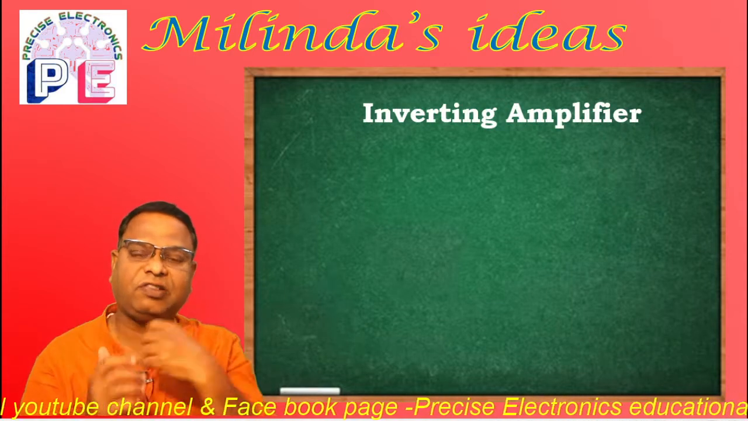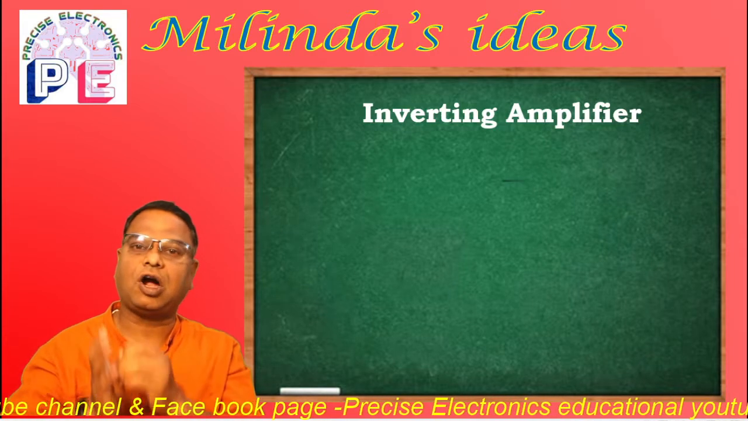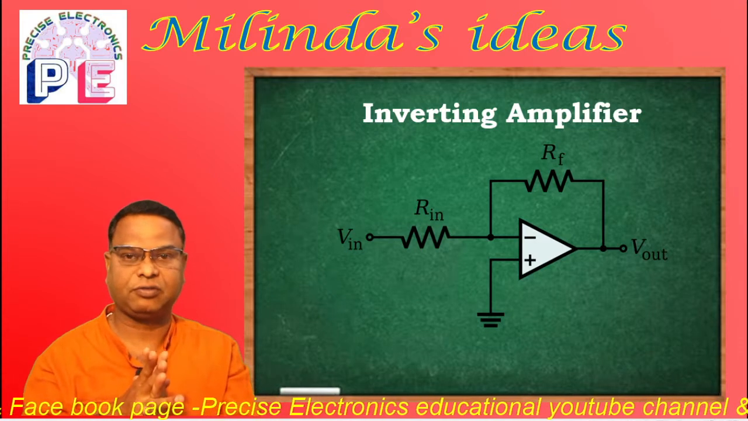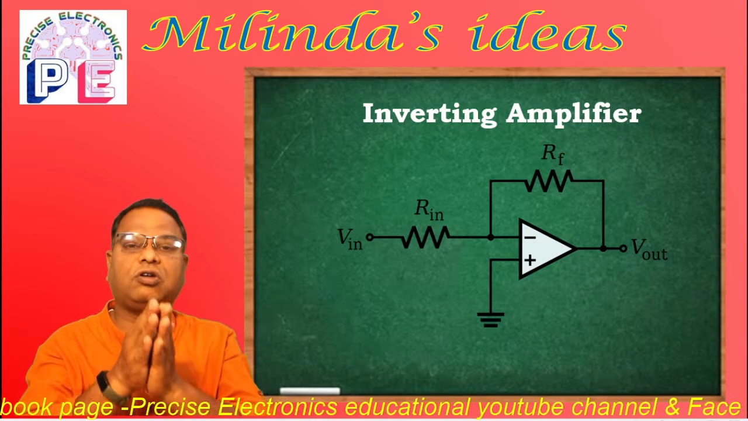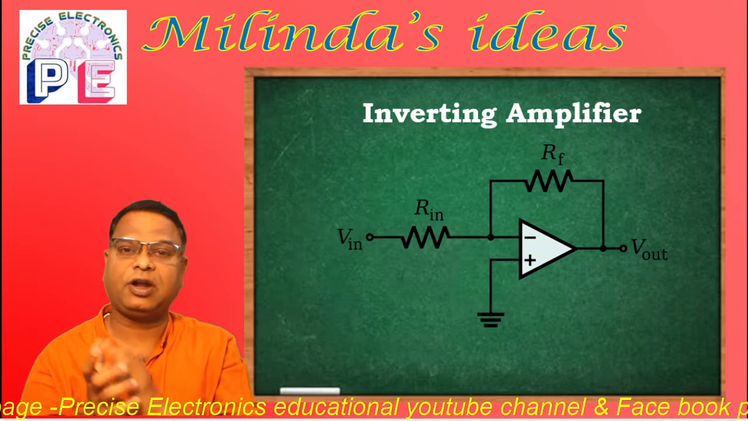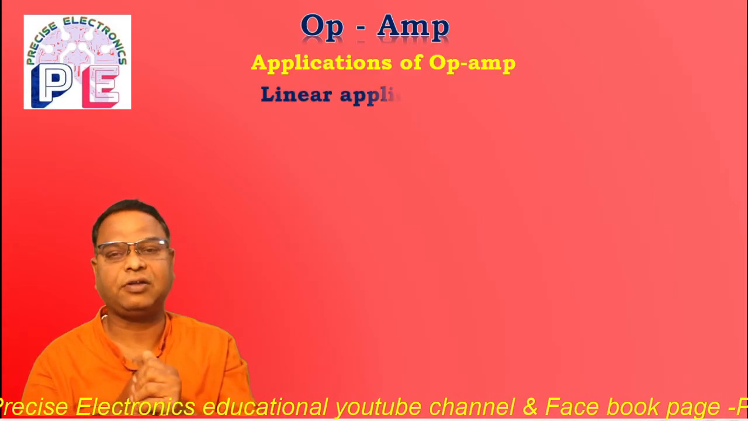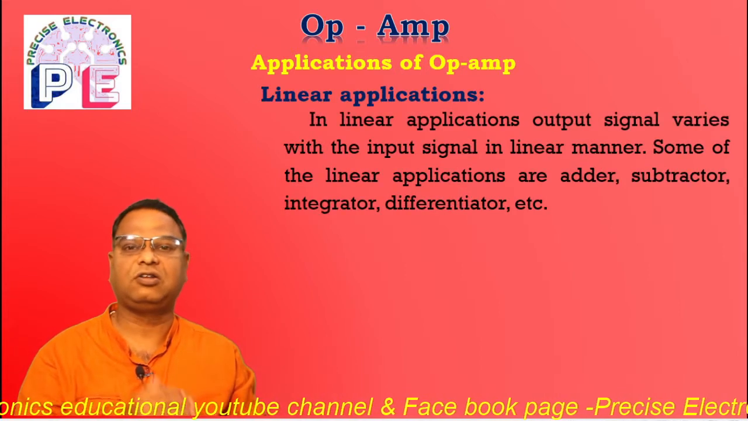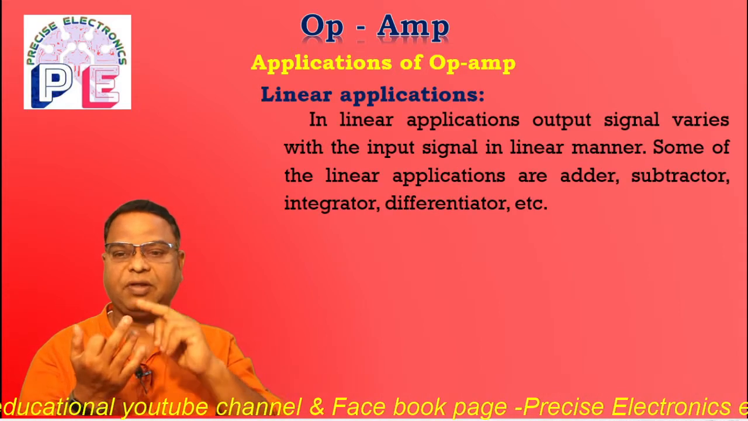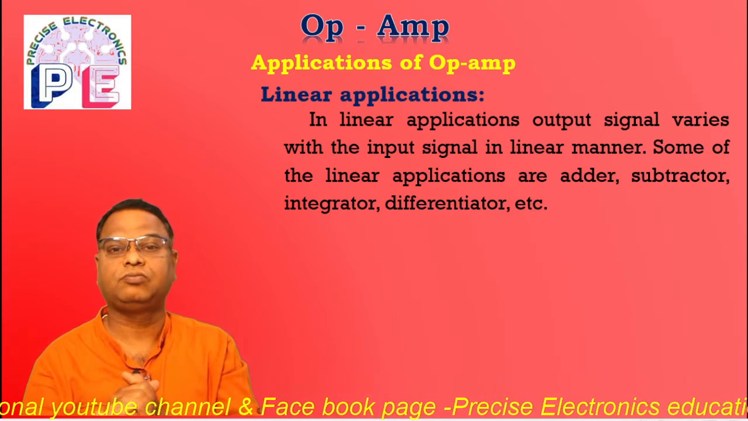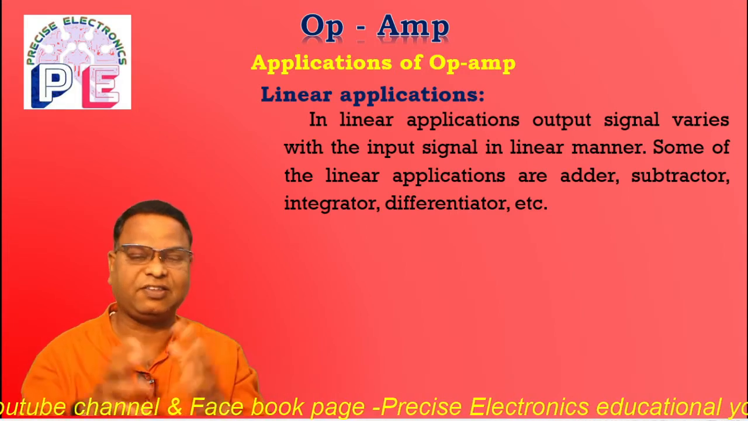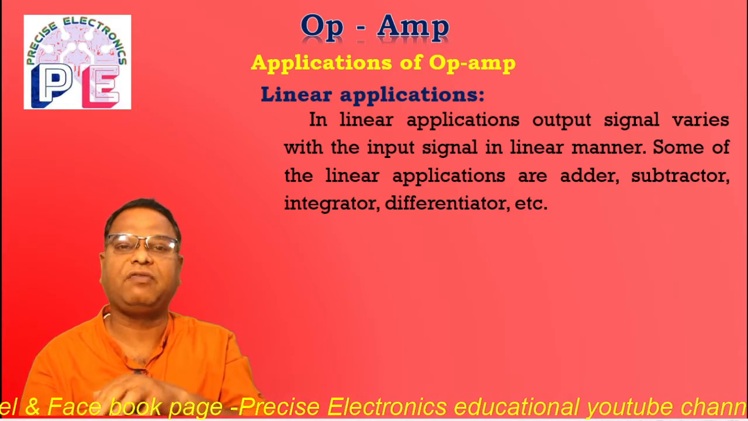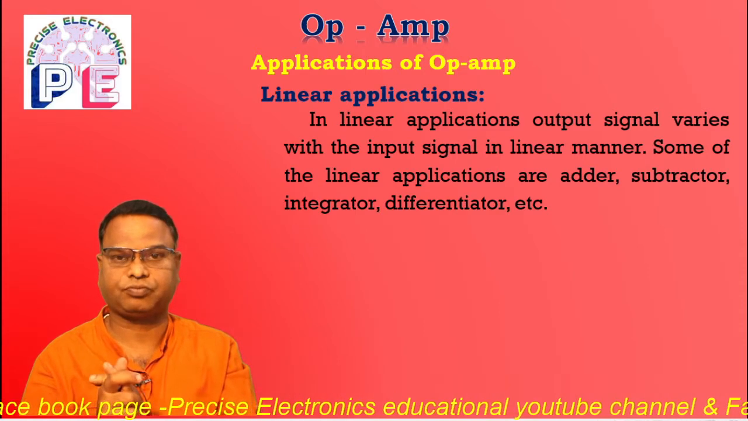Linear application. What is linear application? In linear application, output signal varies with input signal in a linear manner. Means output changes with changes in input, and that change is in a linear manner. That's why it is known as a linear application. Some of the linear applications are inverting amplifier, non-inverting amplifier, adder, subtractor, then integrator, differentiator, etc. And in today's video lecture we are going to study inverting amplifier by using operational amplifier.